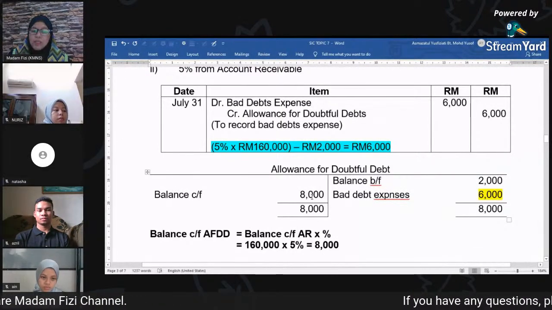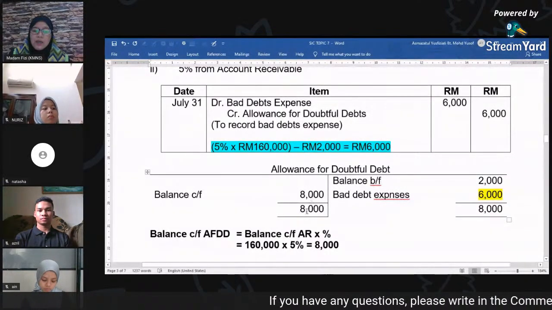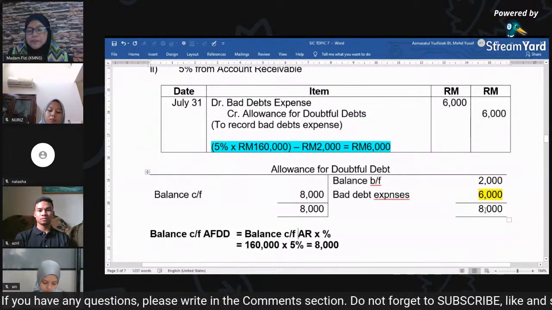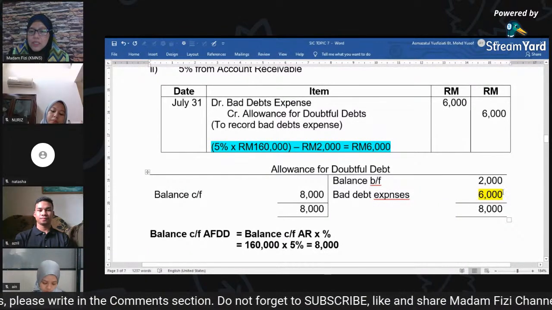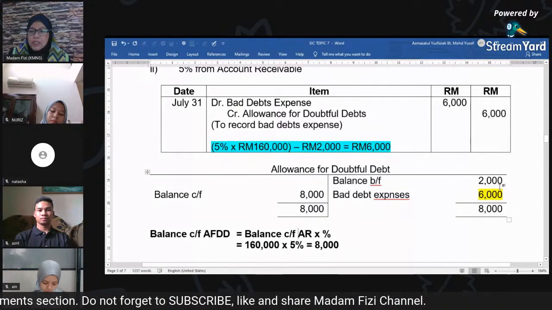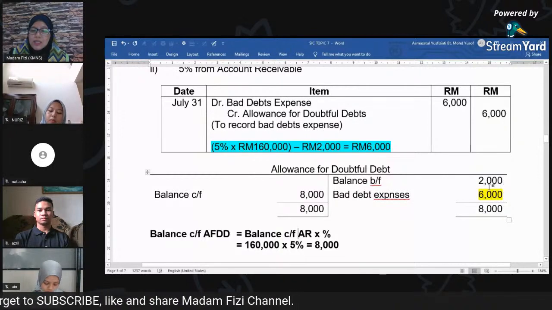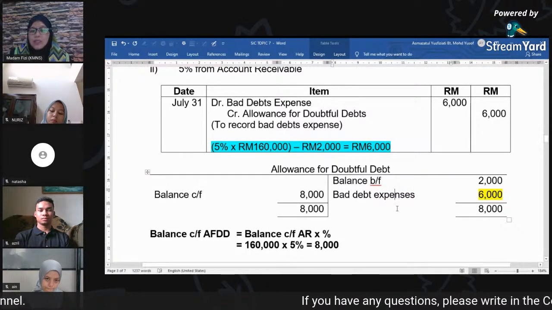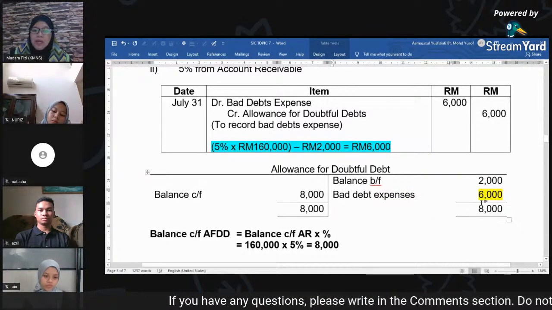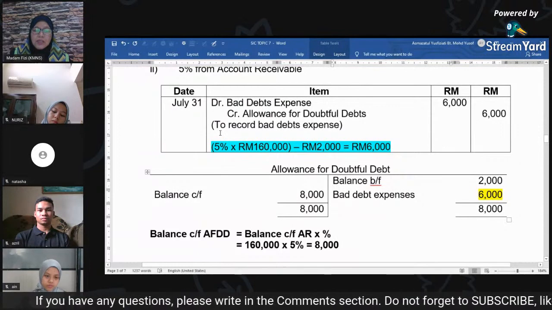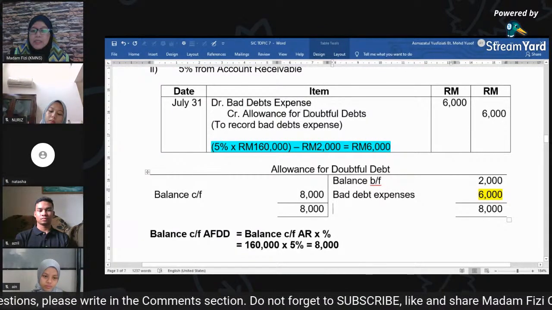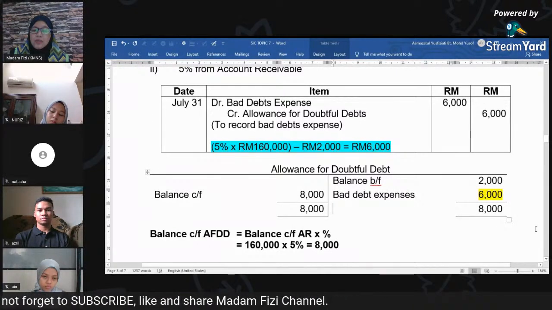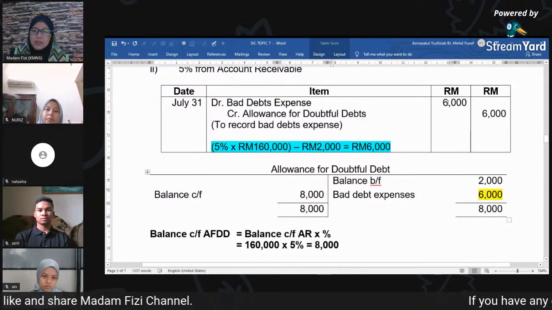So since itu saja maklumat, you balance the account left and right, that is 8,000 left and 8,000 right. So you get the missing figure is 6,000. So what is the 6,000? 6,000 is the bad debt expenses. Then barulah kita boleh buat the journal entry. So debit bad debt expenses, credit allowance for doubtful debt 6,000.